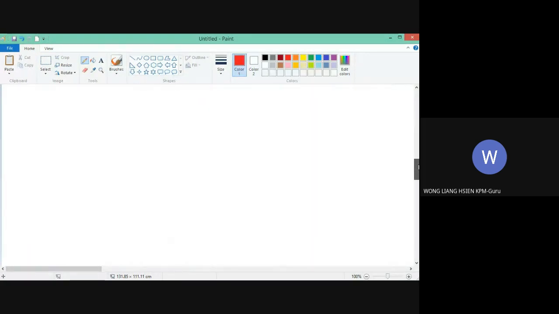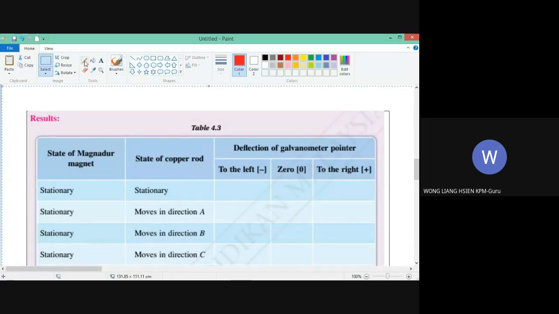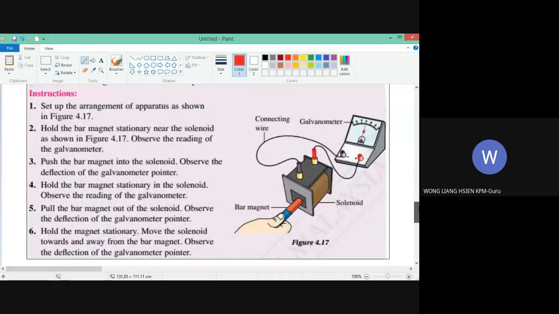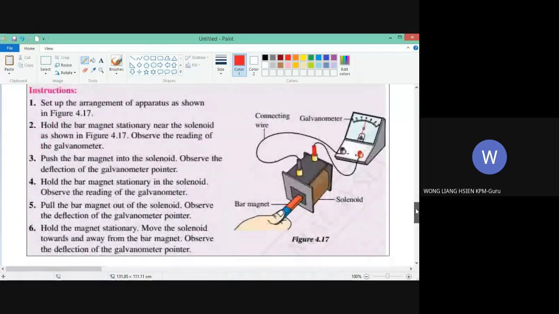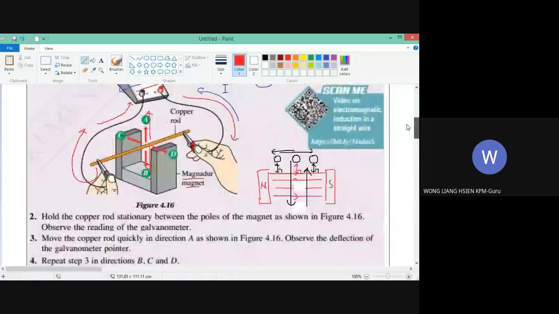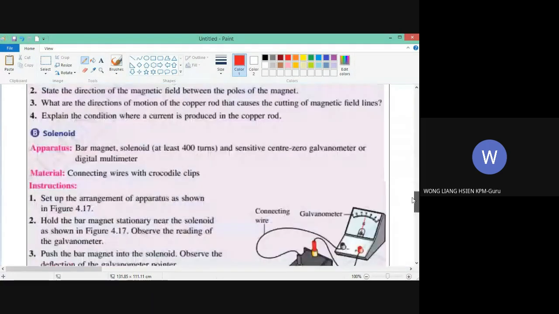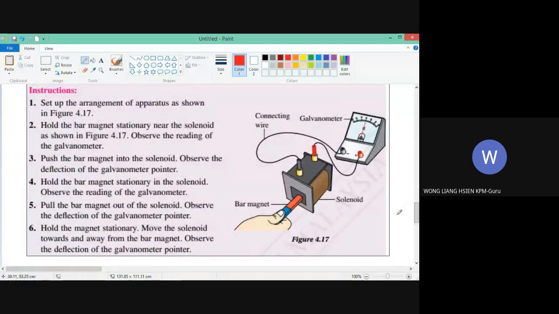Okay, after this, we look at another way. So you look at here. This one is we use a solenoid. Just now it was a straight wire, right? The copper rod, that means straight wire, straight conductor. Now the conductor is in the shape of a solenoid. Okay, solenoid. So that means the wire is coiled up.